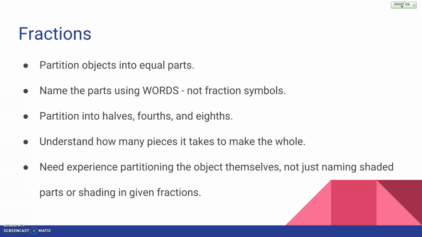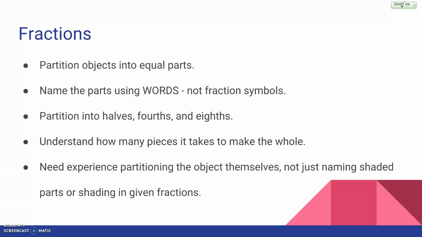And one of the things that they spend a lot of time on, one of the most important things that they need to take away from that, is how many pieces does it take to make the whole? If I look at one whole, is it divided into 2 equal pieces, or is it divided into 8 equal pieces? We spend a lot of time talking about what makes one whole. And they need experience partitioning the objects themselves, not just shading in parts or shading in a given fraction.